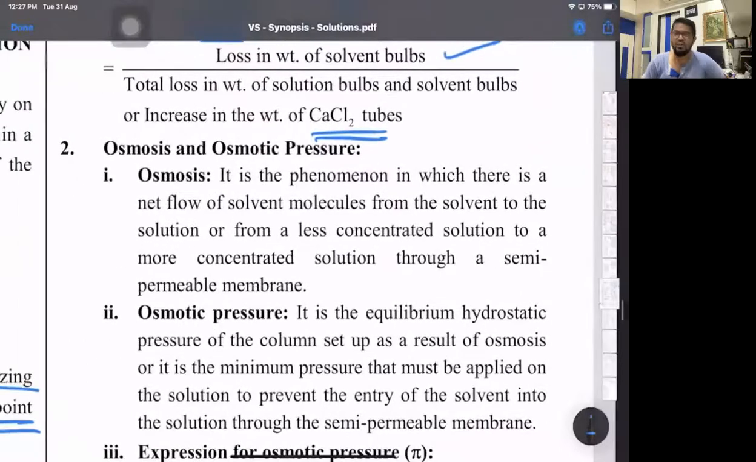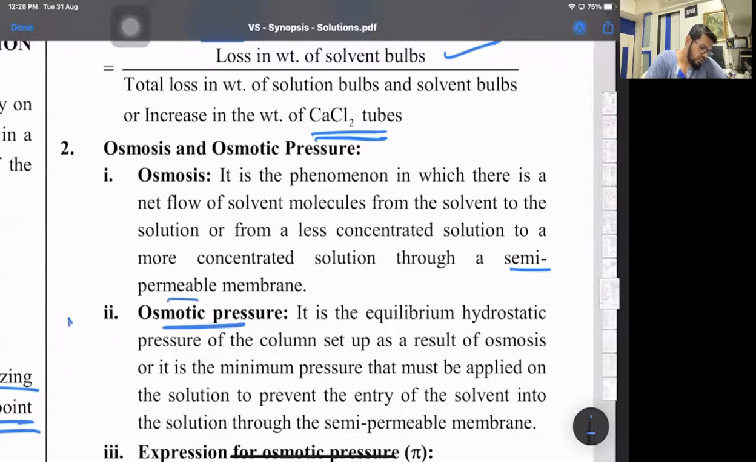Then comes osmosis and osmotic pressure. Now we all know osmosis is basically nothing but flow of solvent from a region of high solvent concentration to a region of low solvent concentration across a semi-permeable membrane, or flow of solvent from a dilute solution to a concentrated solution, or flow of solvent from a region of high vapor pressure to a region of low vapor pressure. That's osmosis, through the semi-permeable membrane.